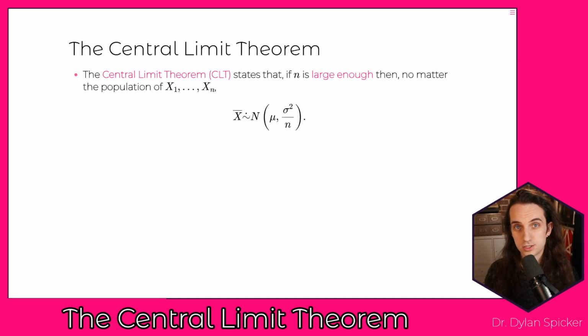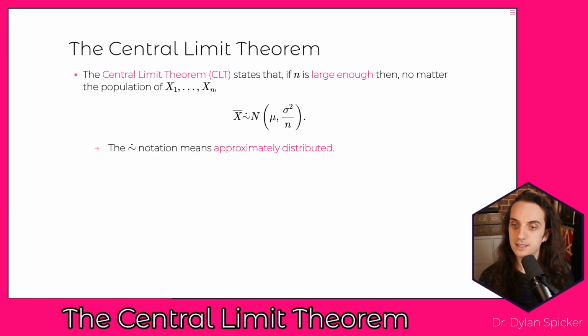So our central limit theorem, which is often referred to simply as the CLT, states that if n is large enough, and we'll touch on what large enough means a little ways from now, then no matter what the population distribution of X1 through Xn is, X bar is going to be approximately normally distributed with a mean of mu, same as the population, and a variance of sigma squared over n, where sigma squared is the population variance. So again, this is going to apply to any population distribution that we can look at. By way of notation here, this tilde with a dot above it just means approximately distributed. So when we say that X bar is approximately normally distributed, we can write it in this way.